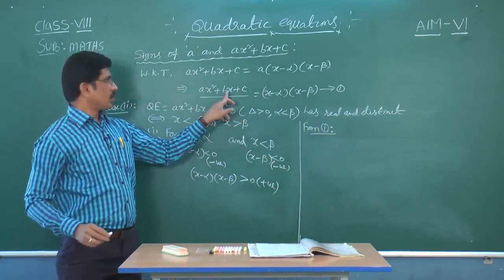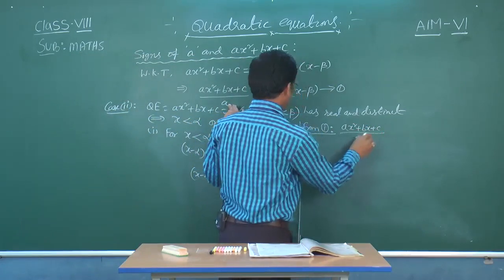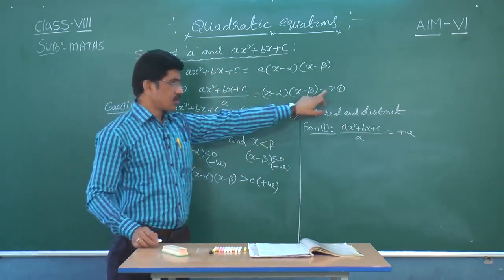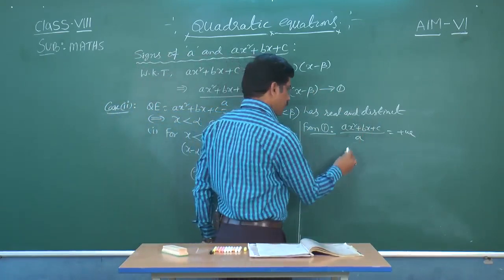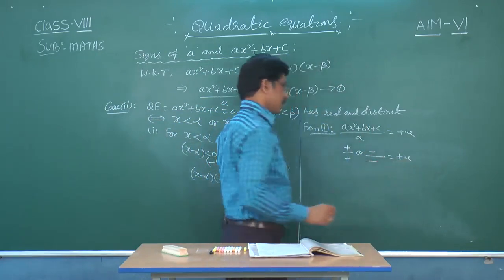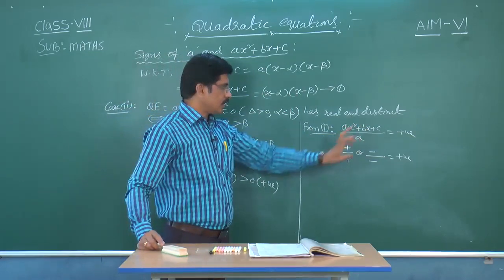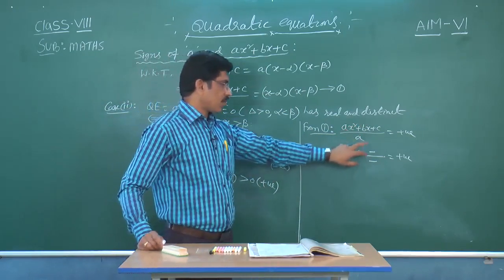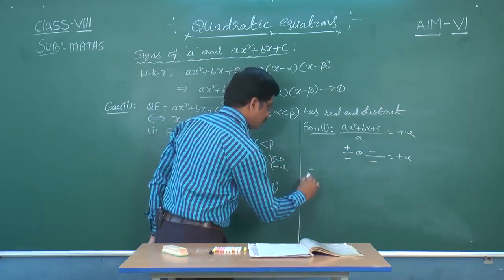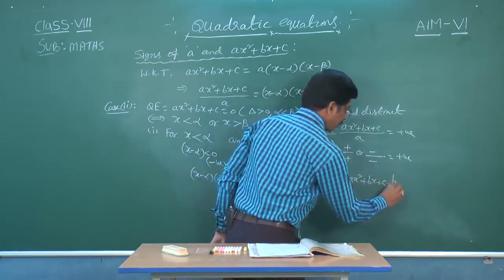From equation 1, ax square plus bx plus c by a is equal to the product of x minus alpha and x minus beta, which is positive. Positive divided by positive or negative divided by negative is positive, so the sign of a and ax square plus bx plus c is the same, plus plus or minus minus. That is positive.